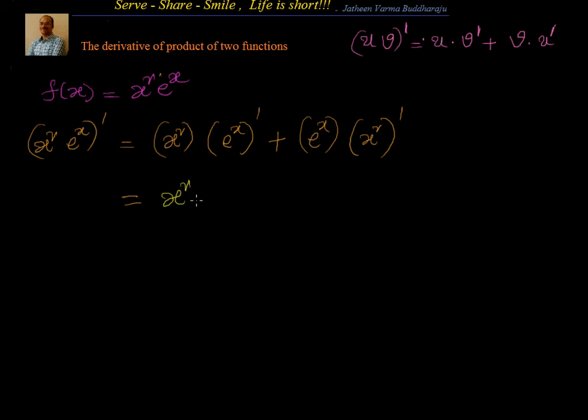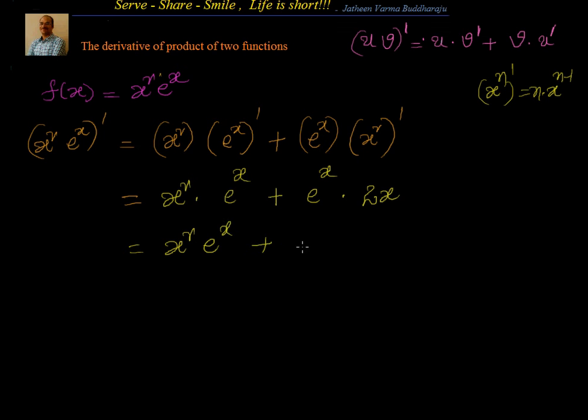Now x square as it is, e power x derivative you know is e power x only, we just checked that, and e power x you multiply with the x square derivative. x to the power of n differentiation equals n into x to the power of n minus 1, n equal to 2, so 2 into x to the power of 2 minus 1, that is 2x. So this is equal to x square e power x plus e power x into 2x, or can I say e power x into x square plus 2x. That's the derivative of x square into e power x.